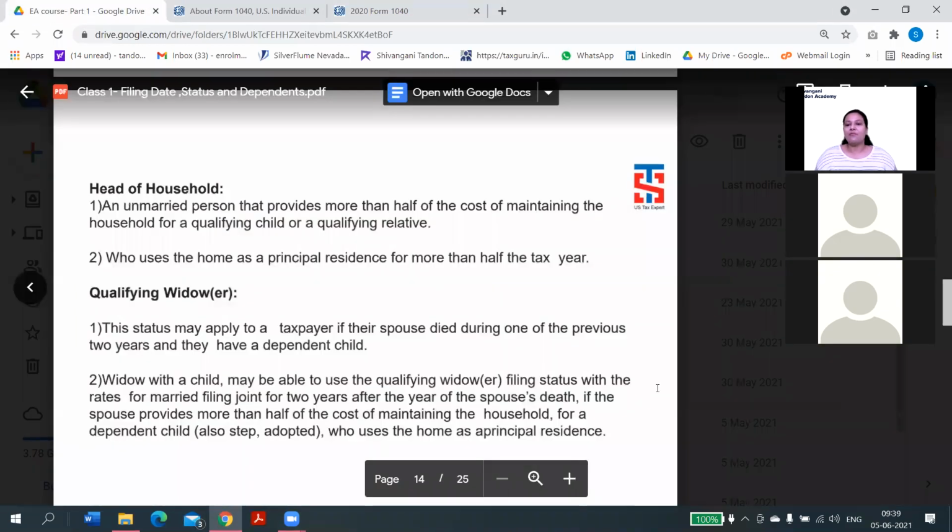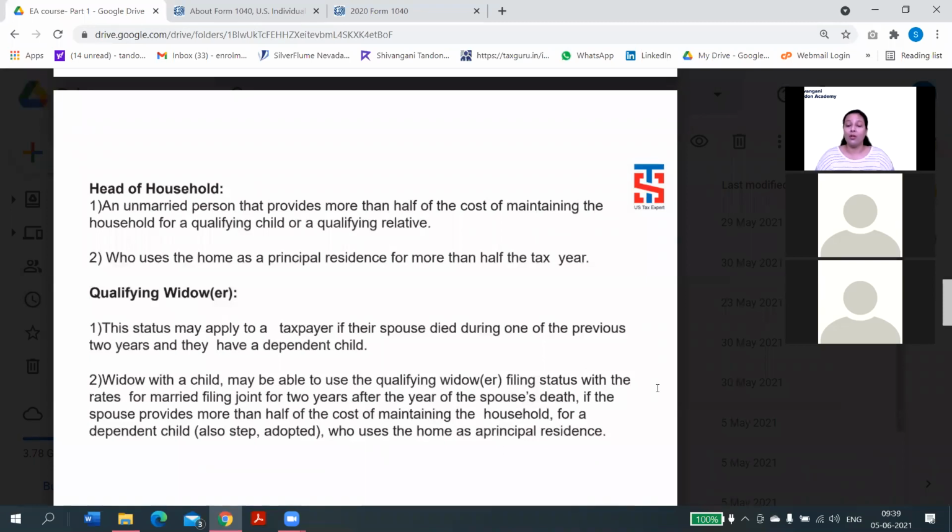Okay. Last filing status of the day is qualifying widow. Qualifying widow is the only filing status which is applicable to anyone, any spouse, who is known as surviving spouse. See, in a couple, there is a husband, there is a wife. Then one of the spouses is dead. We call it deceased spouse. The other person who is still alive and proceeding with life is known as surviving spouse. So there is a deceased spouse, there is a surviving spouse.